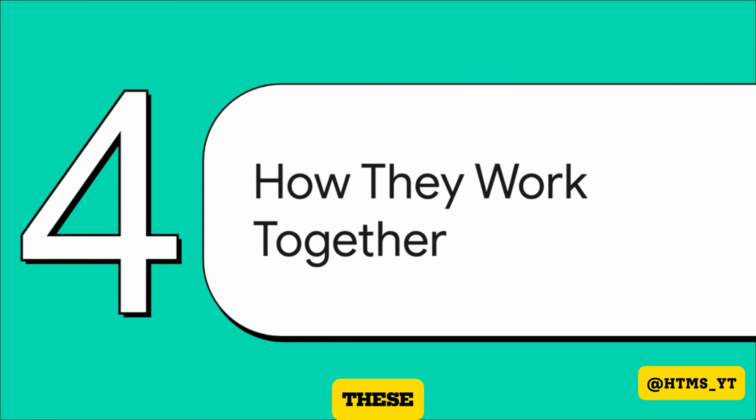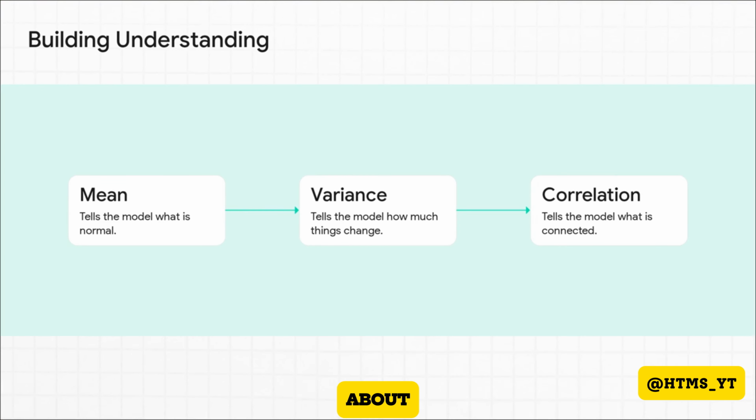Okay, so we've looked at these three ideas one by one: mean, variance, correlation. But the real magic, the aha moment, is when you see how they all work together. This is when a machine starts building a truly structured picture of the data. It's all about building a complete picture. First, mean comes in and says, okay, this is what's normal. Next, variance chimes in with, and this is how much things tend to change around that normal. And finally, correlation points out, oh, and by the way, these things are connected: center, spread, and relationship.